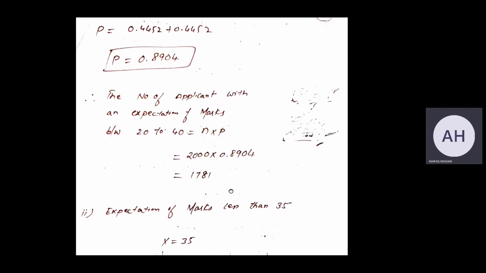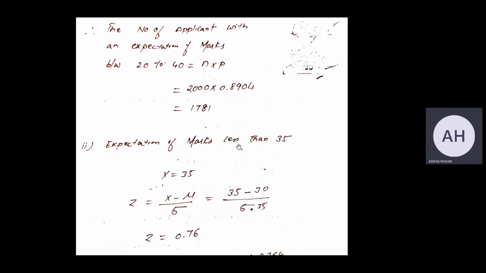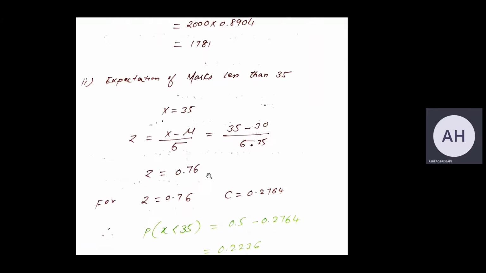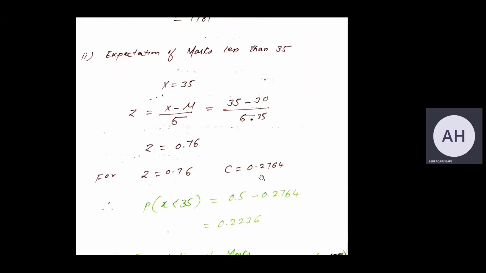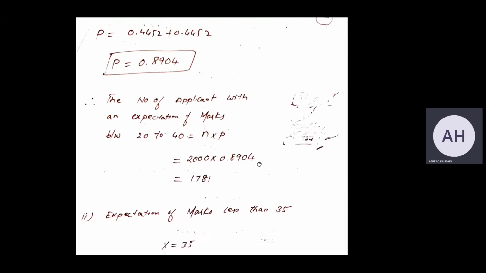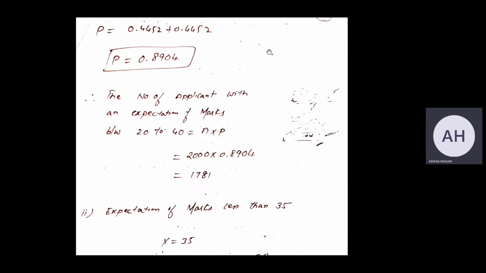Next, the second point. The second question is the expectation of marks less than 35. Less than 35 means only one parameter is there. So put x equal to 35 in the Z equation. Mu we already know, sigma we already know. Now you can calculate Z. Once you find Z, Z is equal to 0.76, we need to calculate the C value. So again, I will go back to the table. What we have is Z equal to 0.76.